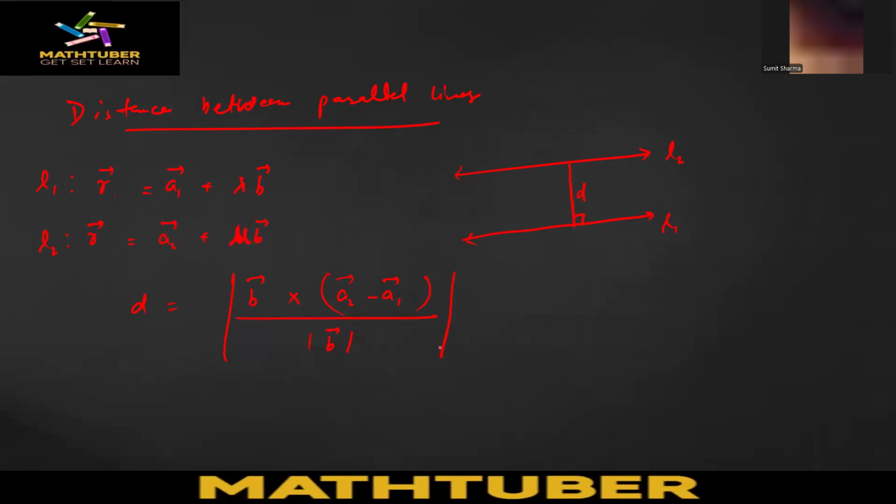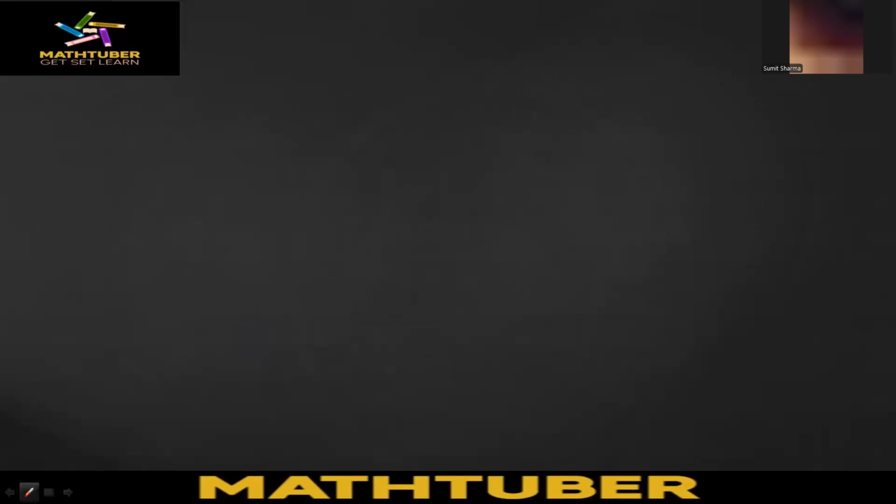And the Cartesian form we don't have to learn in this case. We just have to use this only. In both cases, for the distance between skew lines or parallel lines, we are going to use only the vector form. So now let us do one question from this also.